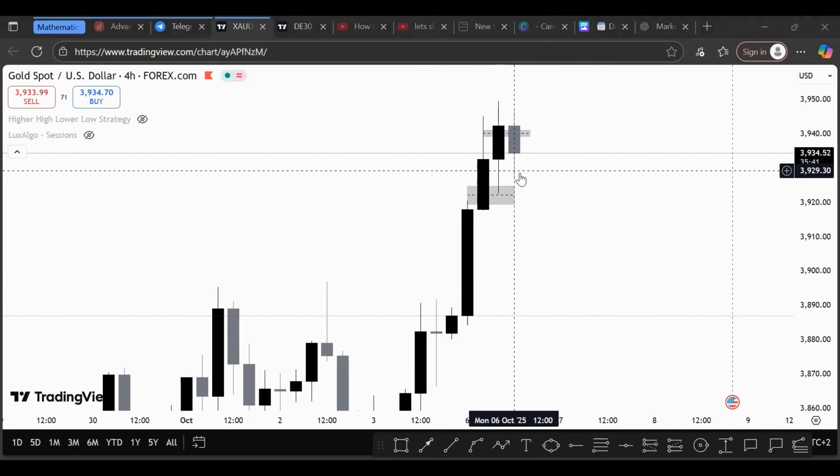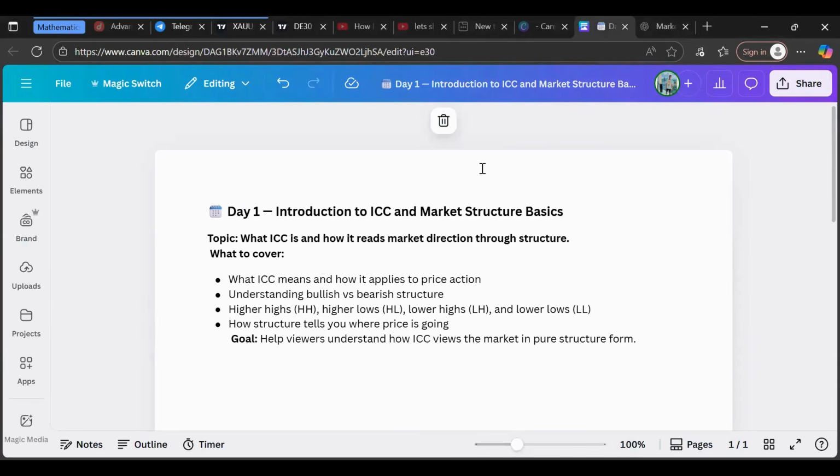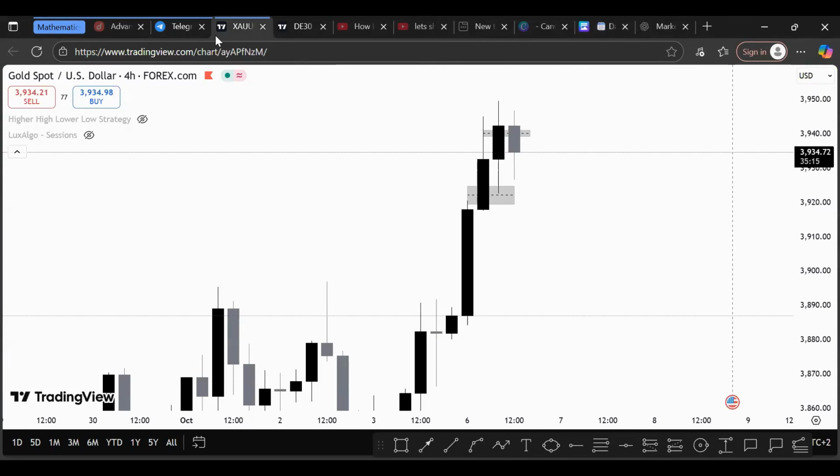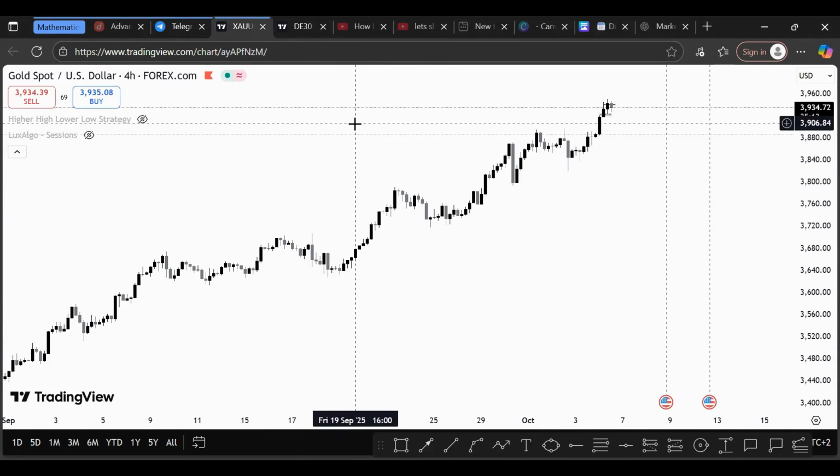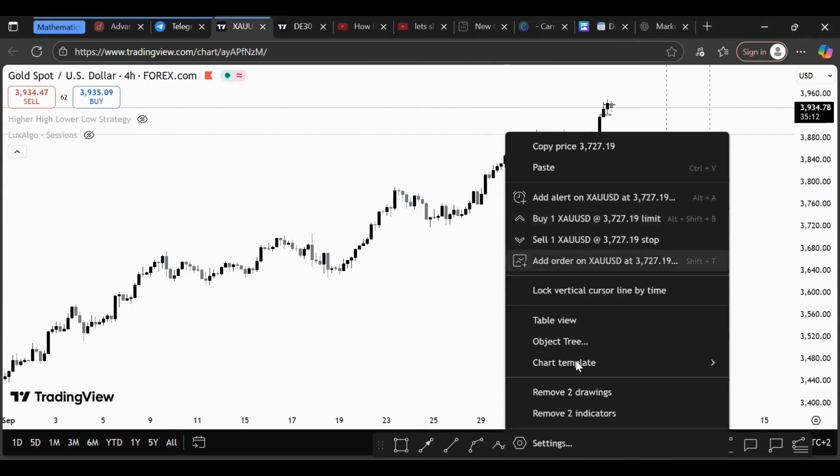Remember, today the main goal was to understand what ICC means and how it applies to price action, understanding the bullish and bearish structure, higher highs and higher lows, lower highs and lower lows, and how structure tells you where price is going. So you can sit in front of your market, mark off your charts in terms of your lower lows and lower highs, understanding where the trend is. Those are the kind of things you want to be able to do.